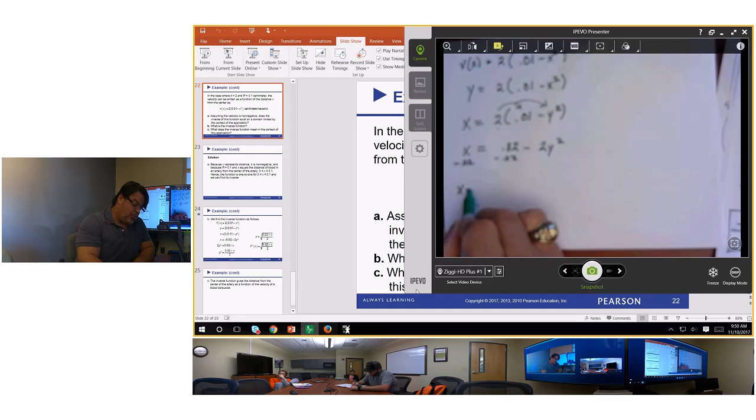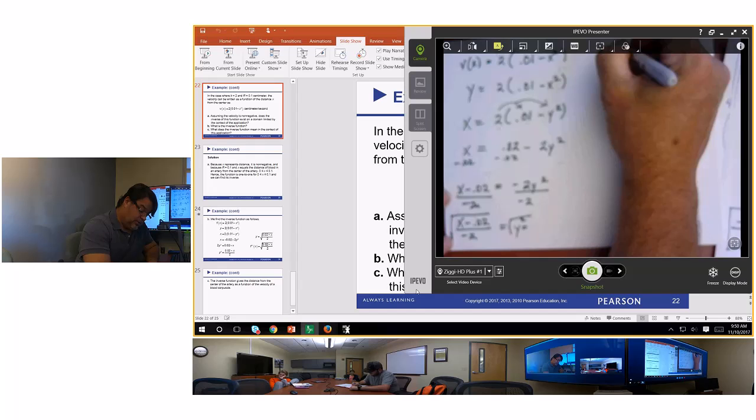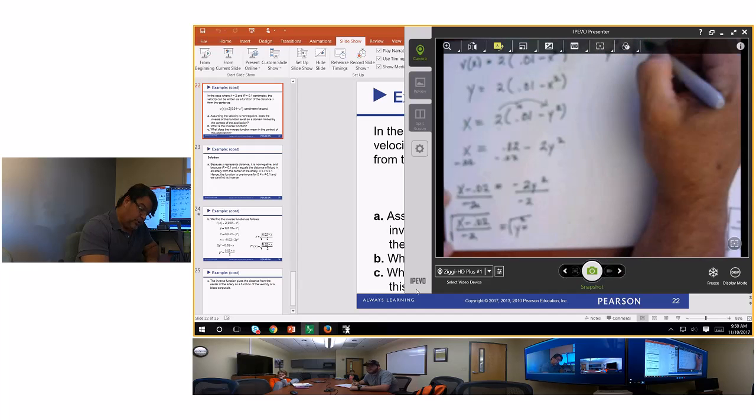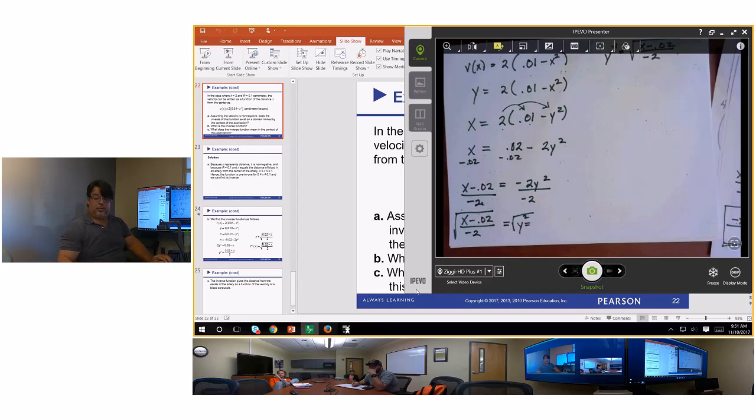So x minus 0.02 is equal to negative 2y squared. Divide by negative 2. y squared is equal to x minus 0.02 over negative 2. And take the square root of both sides. And y inverse is equal to the square root of x minus 0.02 divided by negative 2. They'll probably want to factor out that negative 2. They probably do in the next step.